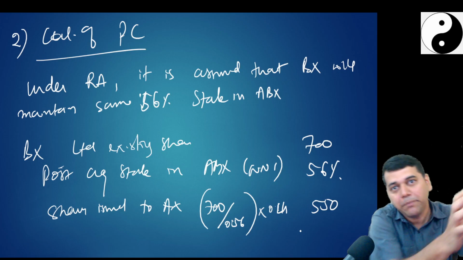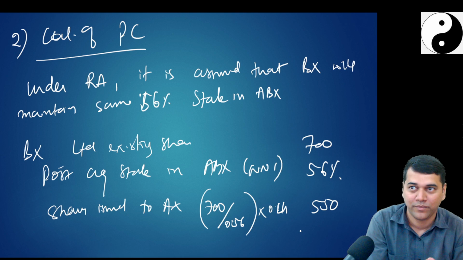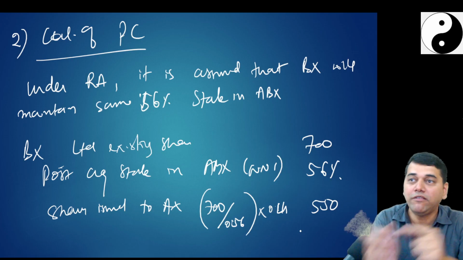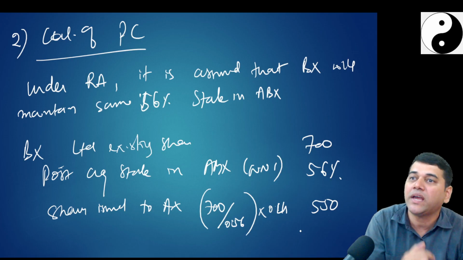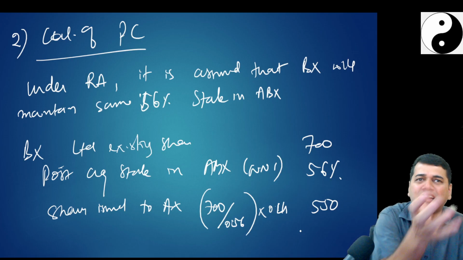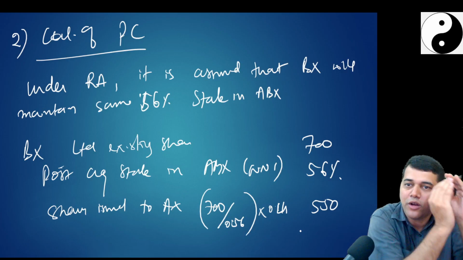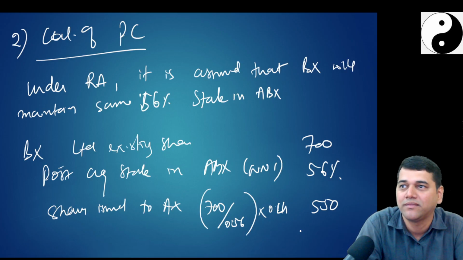Since through ABX you are buying AX, the number of shares ABX will issue will be multiplied with the fair value of BX. Why? Because ABX and BX are one and the same. From accounting point of view, you have to treat BX as an acquirer.